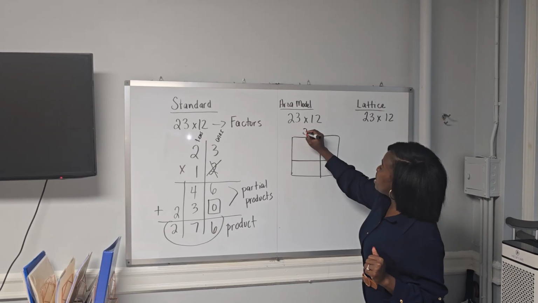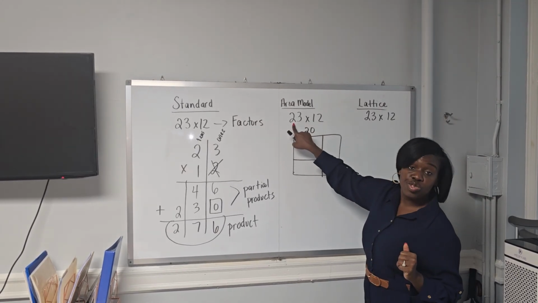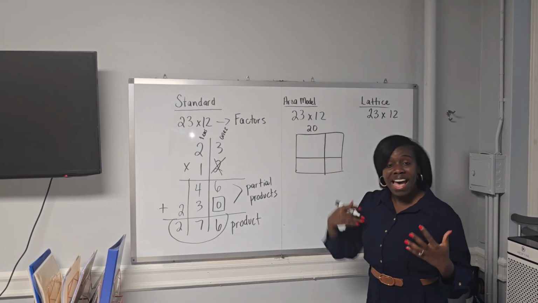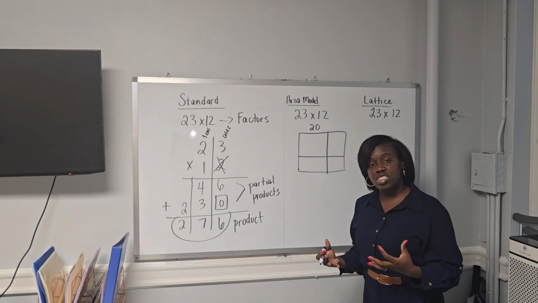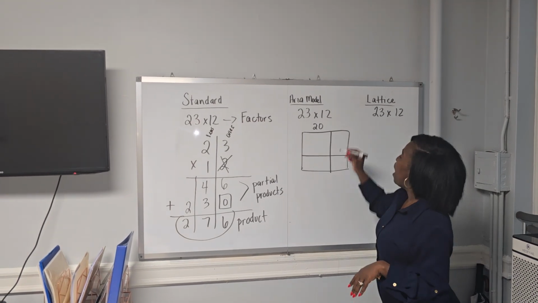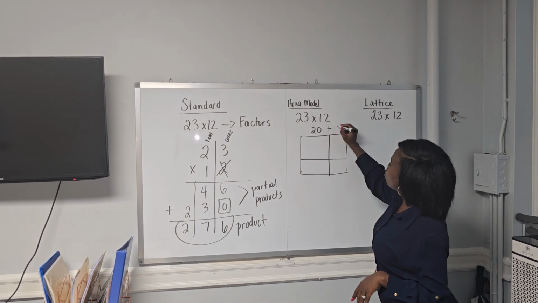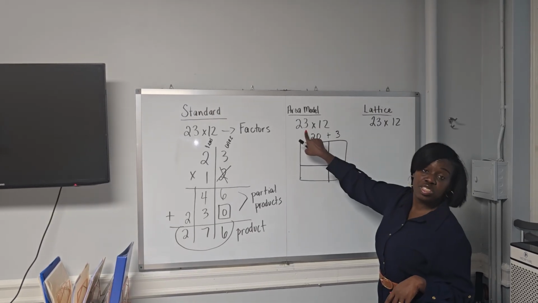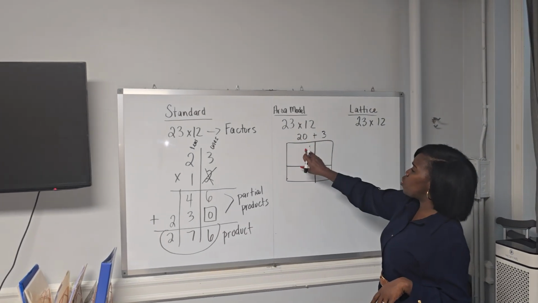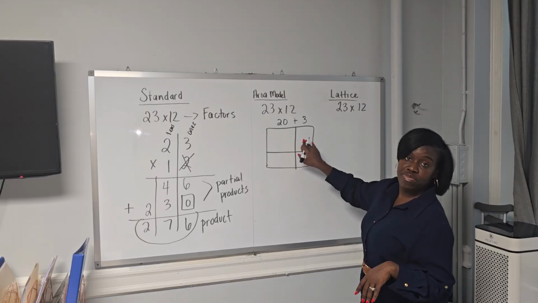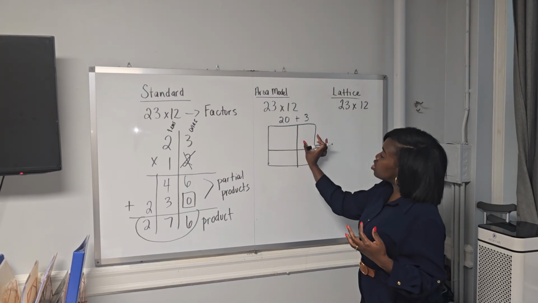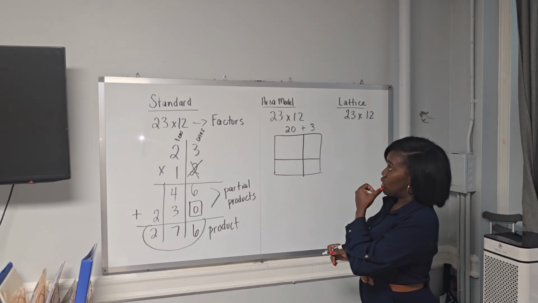I'm going to put the 20 here. Why? Because the 2 is in the tens place. The value of that 2, because it's in the tens place, is 20. I am going to add 3. Why? Because the 3 is in the ones place. Notice how the 20 is much bigger than the 3, right? So the 3 has a smaller space, 20 has a bigger space.